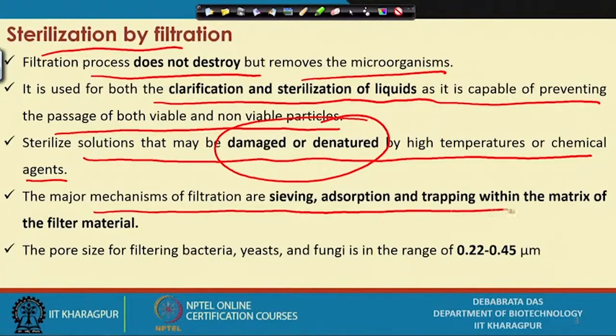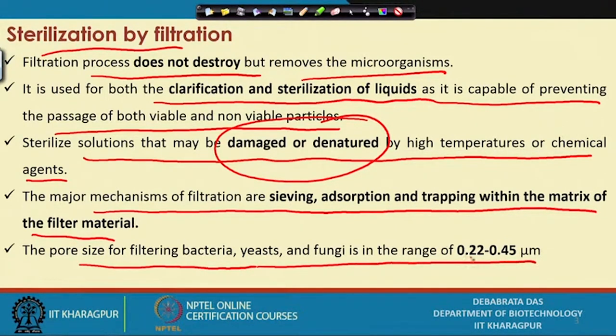Now, the mechanism of filtration is by sieving, adsorption, and trapping within the matrix of the filter material. The pore size for filtering bacteria, yeast, and fungi is in the range of 0.22 to 0.45 microns.